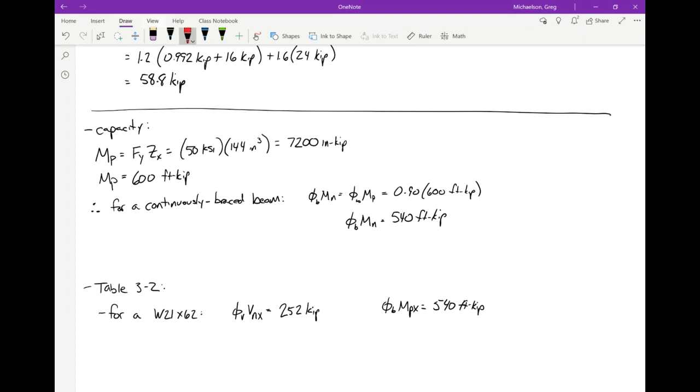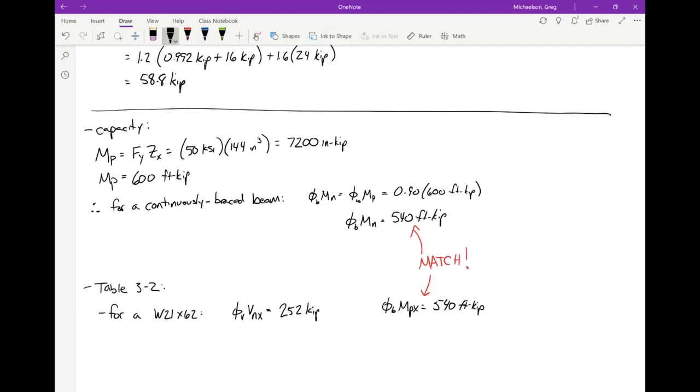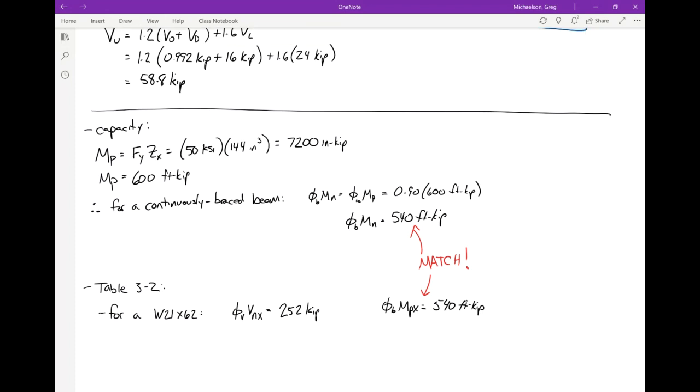And if you notice, those match, okay? And they match because phi Mp is just the plastic moment. The reason for the x is because it's being bent about the x axis. So that's all that is. So yeah, phi Mp about the x axis is 540 foot kips, which is exactly what we found. So you technically don't even need to compute Mp. I just want to make sure that everybody's comfortable with just looking it up. But then there's also the shear capacity.